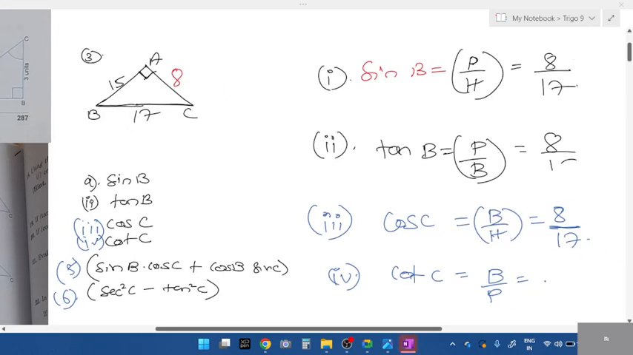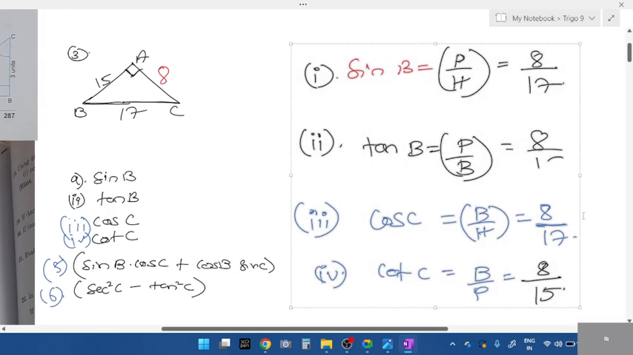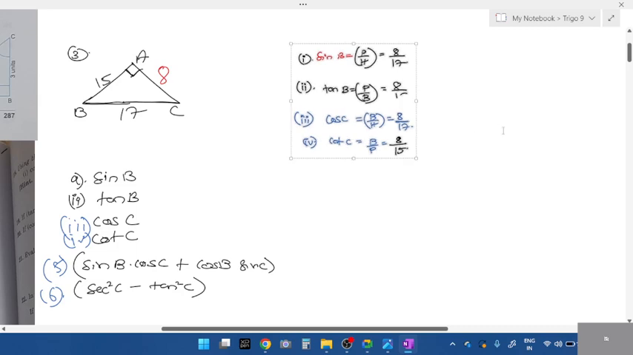So cot for angle C, which is base, students, 8 divided by 17, not 17. What's the value? 8 divided by 15. Next question. Done? Till you're clear? Okay, next question. Look, next one has two values, students. I'll do it.